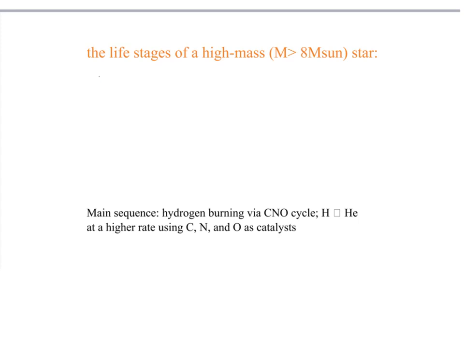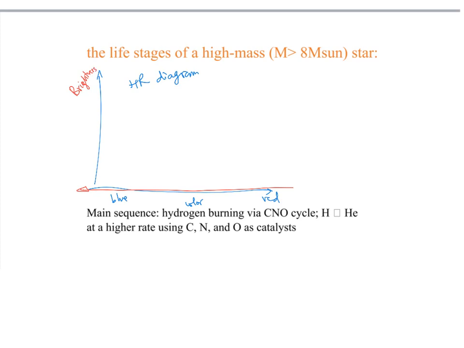So, remember that HR diagram, or the color magnitude diagram. So color goes from blue to red, temperature increases that way, and we have brightness increasing upwards. And remember that main sequence.